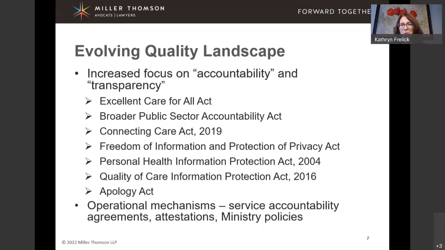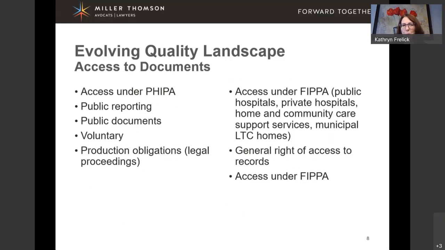In addition to legislation, there are also many different operational mechanisms that the ministry uses to ensure accountability, including service accountability agreements, attestations, and there seem to be more and more attestations all the time on various issues, as well as ministry policies and program requirements.